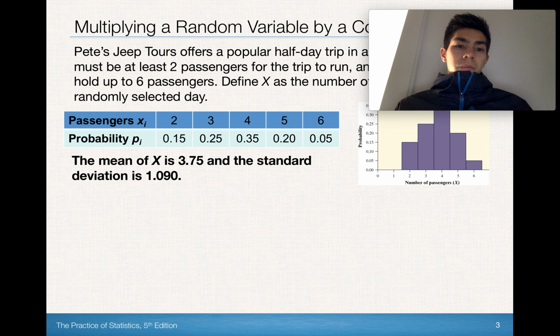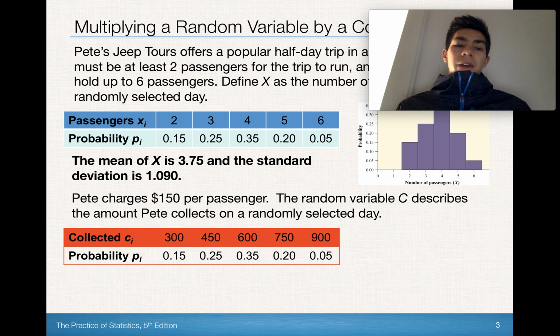1.090. We're told that Pete charges $150 per person. I would never pay $150 for anything, really. So I wouldn't be going on this trip, but apparently people do pay, and he makes quite a bit of money.